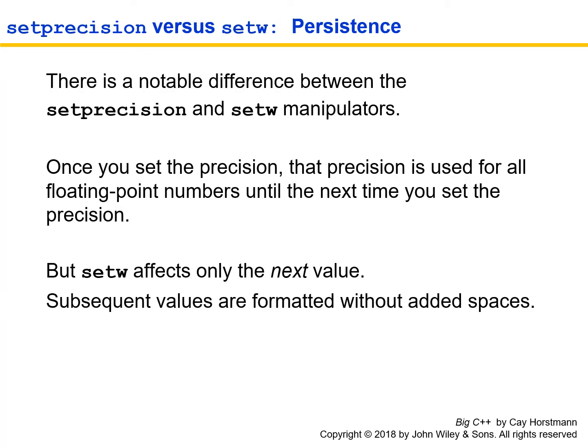There is one major difference between set precision and set width. Once you set the precision, that is fixed for all of the double values that come after it until you set the precision again. Set width, on the other hand, affects only the next value. So you have to keep using set width over and over again for every value that you want to be padded with spaces.